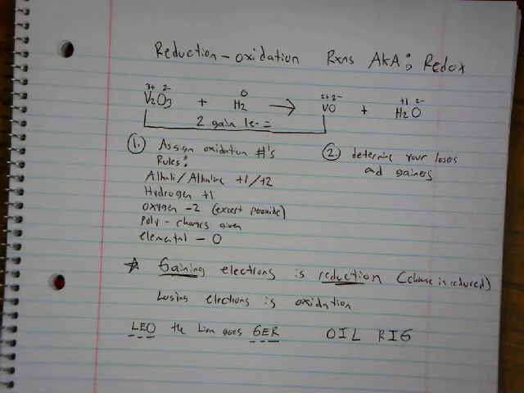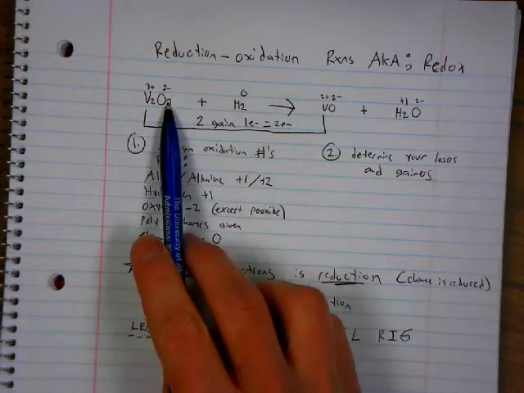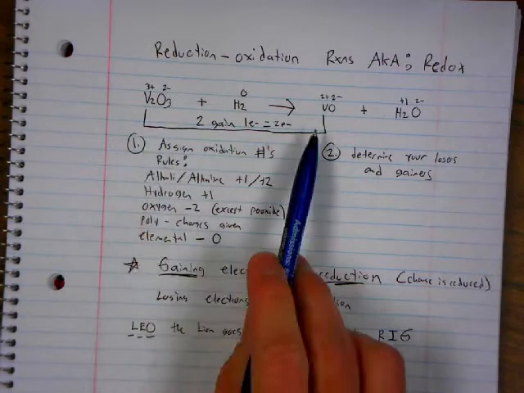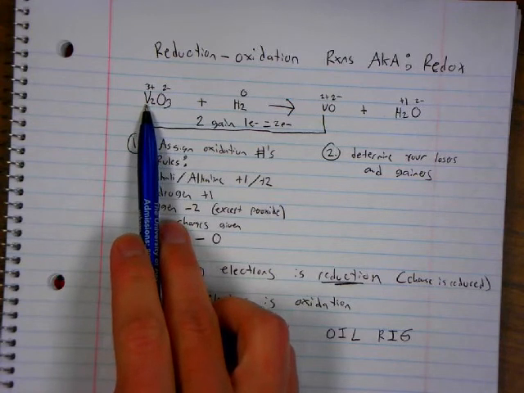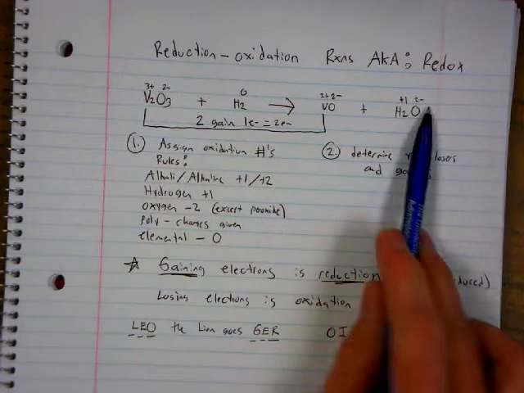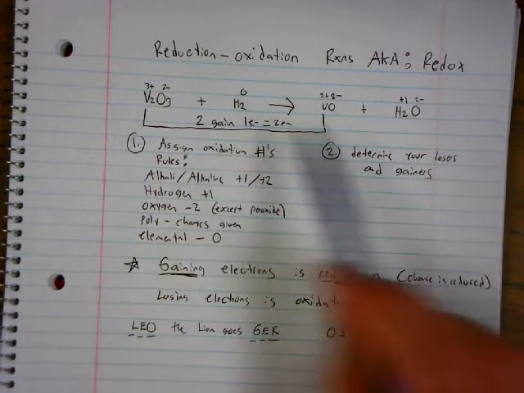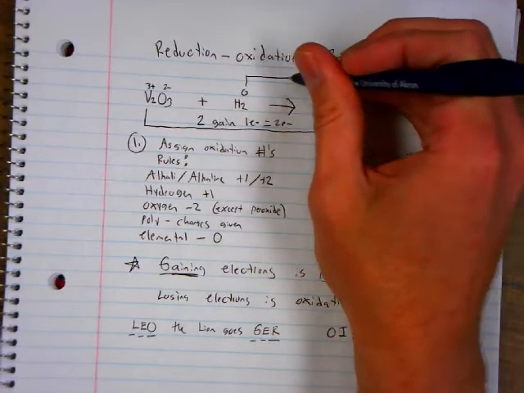For a total of how many electrons? 2 times 1 is 2. So 2 electrons. Why 2? Because there's a subscript 2. Did oxygen change? It's -2, -2, -2. No. Did hydrogen change? Yes.